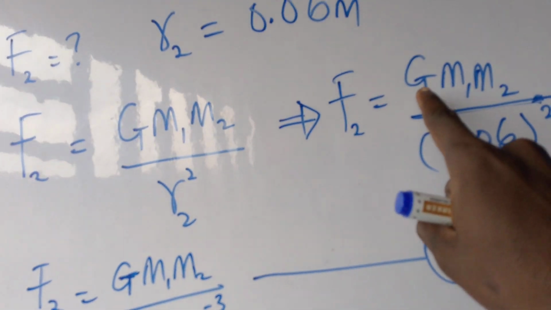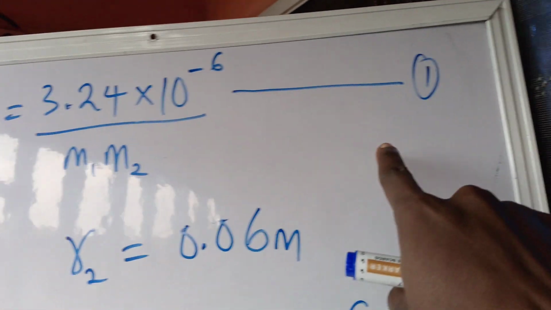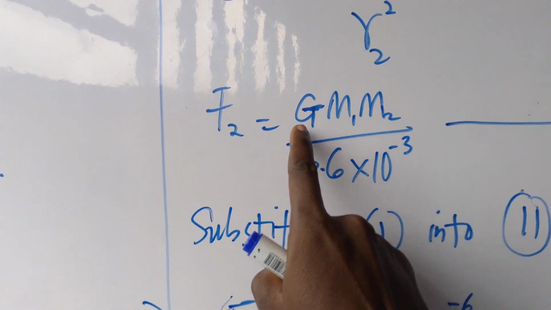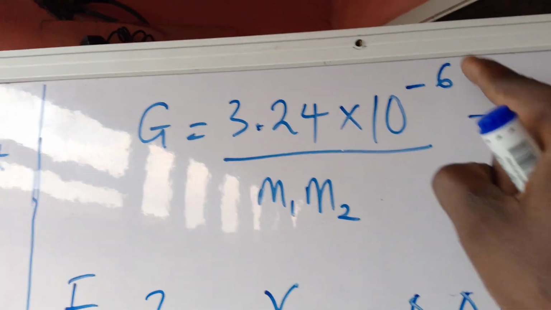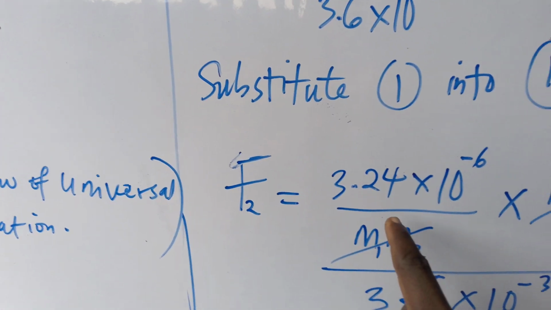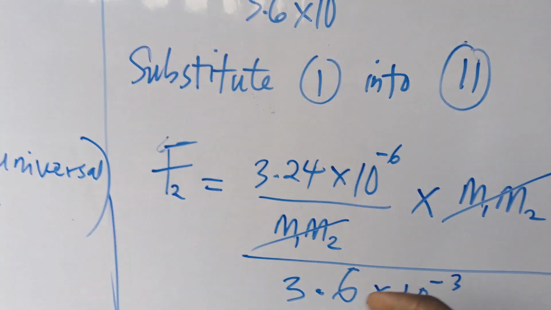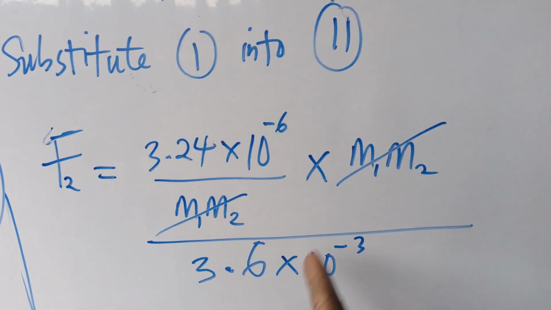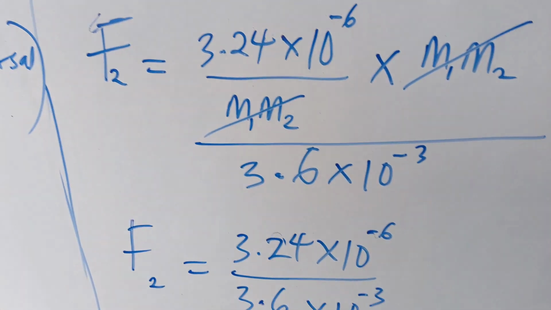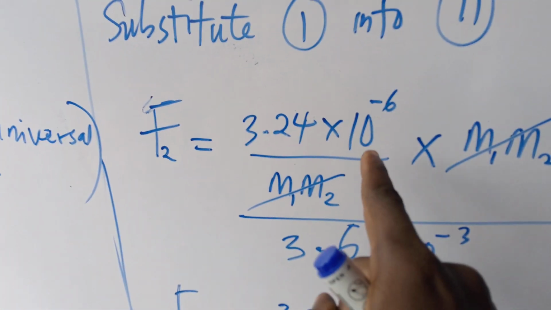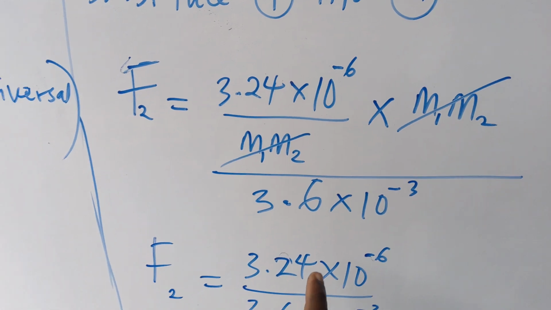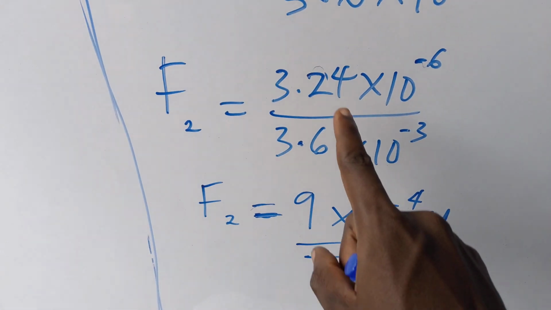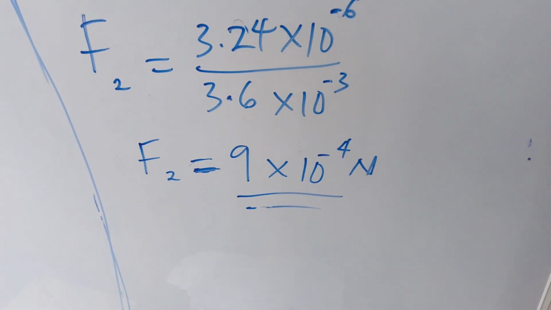Now remember I told you that we got the value of G as this. Now you substitute equation 1 into equation 2. So in place of G here, I'll be writing the whole of this. So this now will be F2 equals 3.24 exponent minus 6 all over m1 m2 multiplied by m1 m2, so we cancel m1 m2, all over 3.6 exponent minus 3. So you are left with 3.24 exponent minus 6 and 3.6 exponent minus 3. When I divide this by this, I have 9 exponent minus 4 Newton.